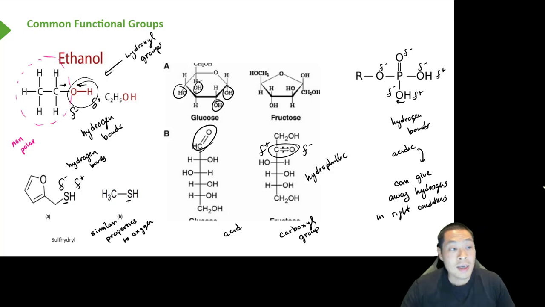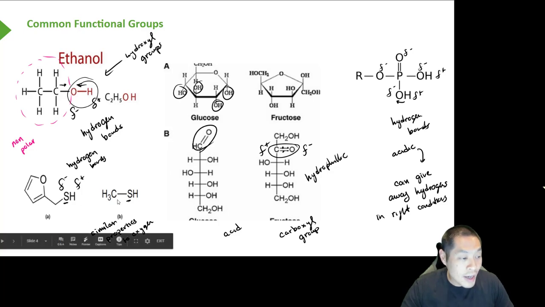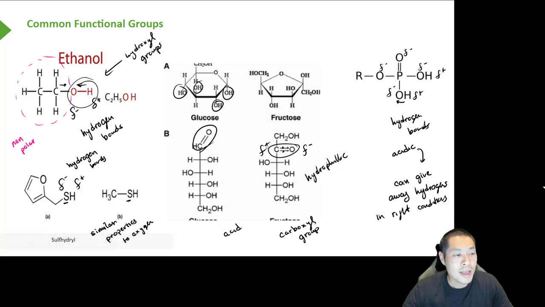So you have a hydroxyl group, which is an alcohol. You have a sulfide group, which is similar to a hydroxyl group. You have a carboxyl group, right here. And then you have other examples of oxygen and hydrogen. So here's another carboxyl group right here.